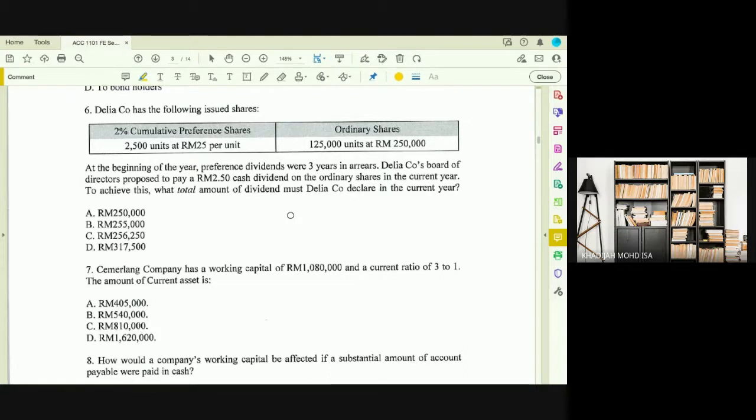You have 125,000 times 2.5. Is the answer 312,500? It's not there. 125,000 times the dividend, 3 years in arrears in the current year, is 225,000 times 2.5. Why am I not getting the answer? Do you have the answer?